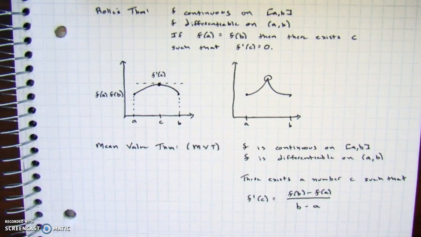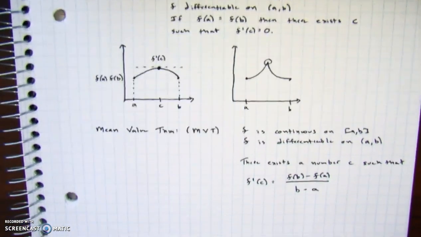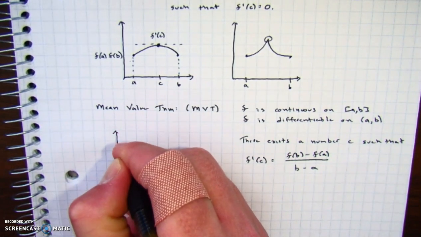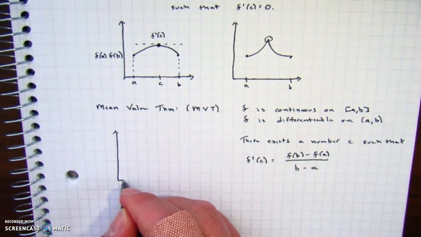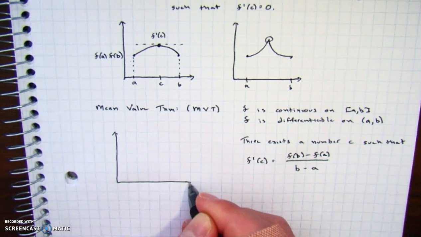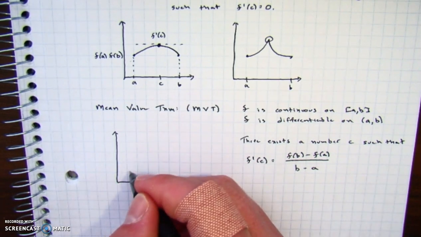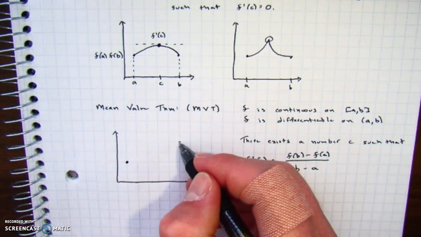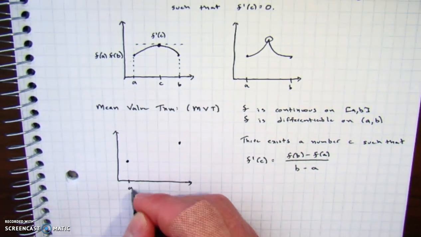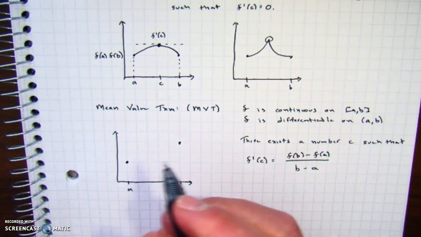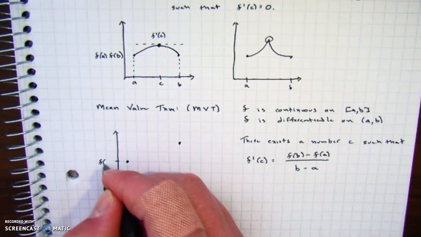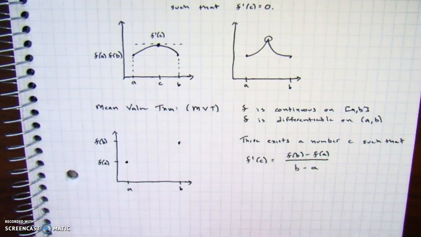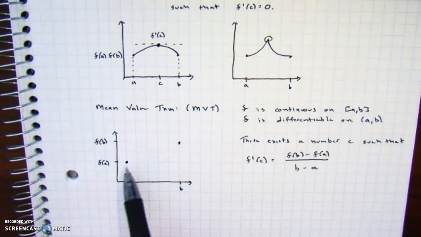Let me scroll down a little here. Let's illustrate this really quickly. What it's saying, and the difference between Rolle's theorem and this theorem, is that they don't necessarily have to be equal. Let's say this is a and this is b. So this is f(a) and this is f(b). They're not equal at this point.